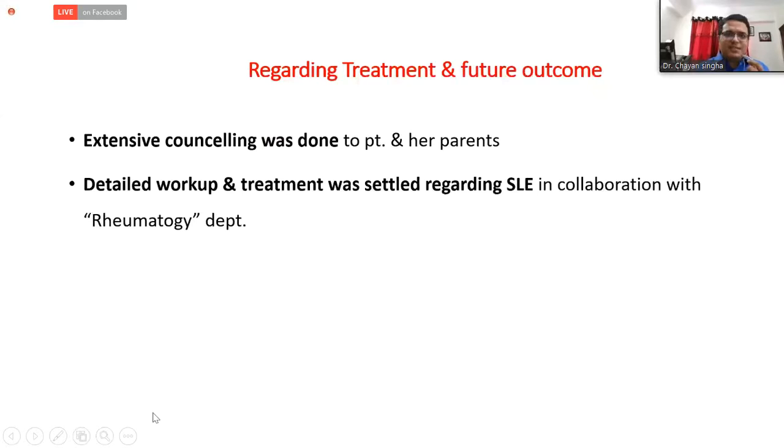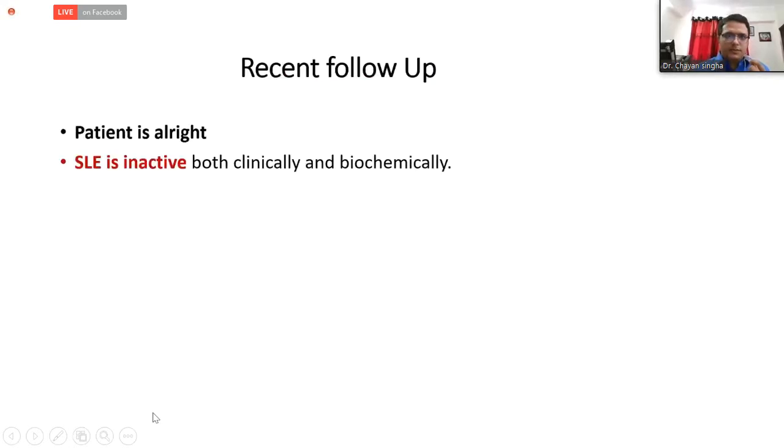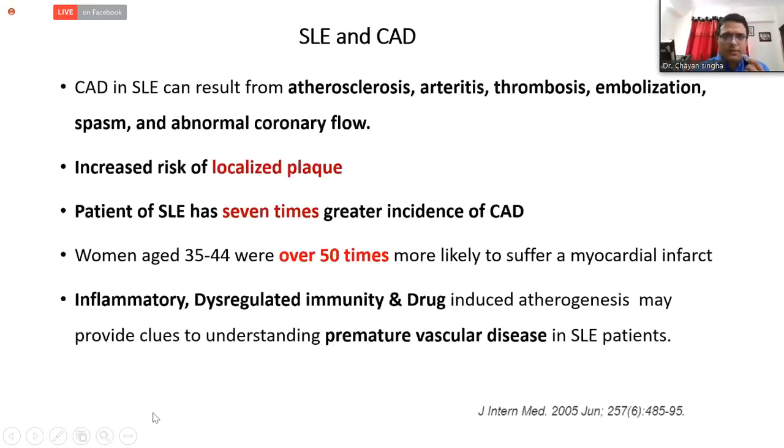We extensively counseled the patient and the patient's attendants, parents, regarding treatment and future outcome. We did a detailed workup in collaboration with the rheumatology department in our BSMMU, and we settled the treatment. Recently the patient is very good, everything is normal, and SLE is inactive with the drugs hydroxychloroquine and corticosteroid, both clinically and biochemically.